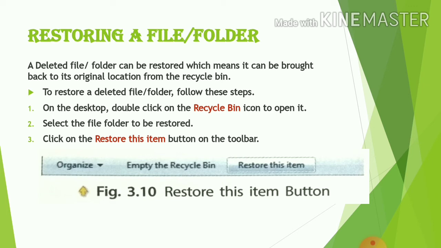आपको वो file या folder select करना है जिसे आपको restore करना है. Then click on the restore this item button on the toolbar. आपने उस file या folder को select किया अपने recycle bin पे, then आपको क्या करना है, restore this item ऑप्शन पे आपको क्लिक करना है. Then your file will be restored to the original location. आपकी उस original location पे जहाँ से आपने उसे delete किया था वो वापस restore हो जाएगी. Okay, this is the first method of how to restore a file and folder.